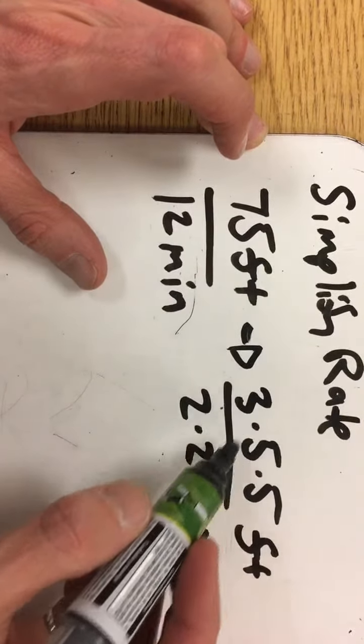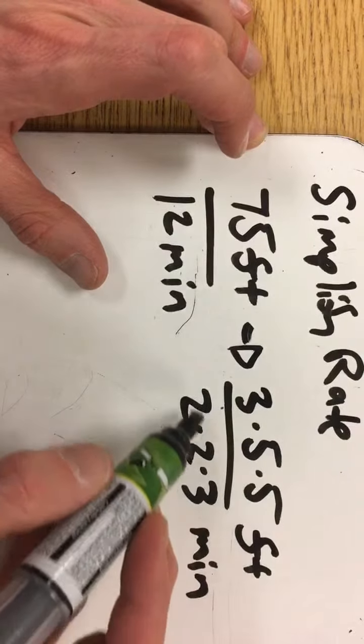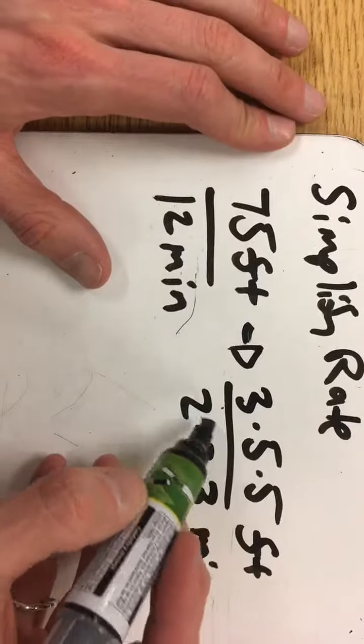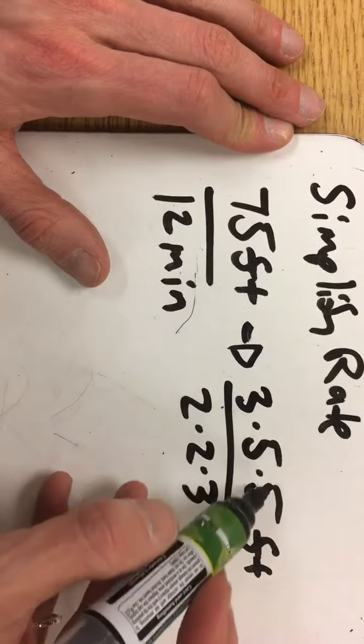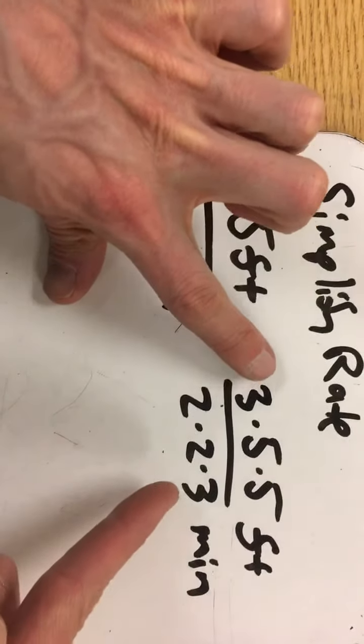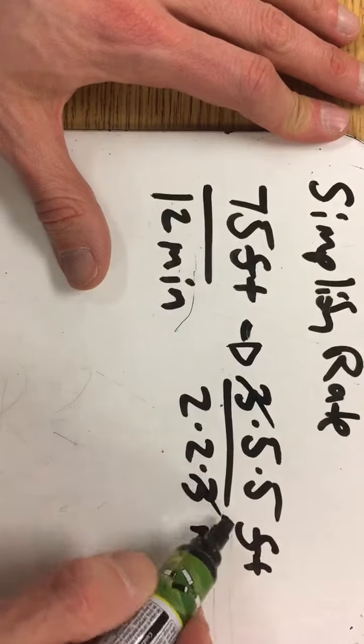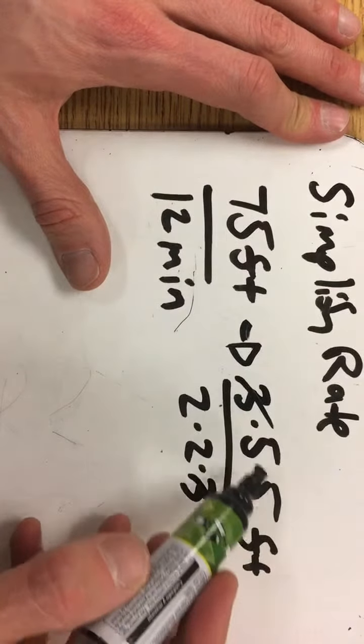Again, are there any numbers that they have in common? The 2's are in common, but they're not on both sides, on the top and the bottom. So we're not going to cross those out. Same thing with the 5's. But if you notice here, there's a 3 up top and a 3 below. So those cancel each other out. And then you end up with this.